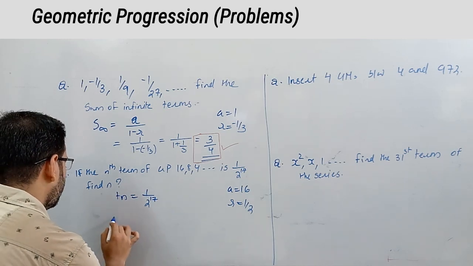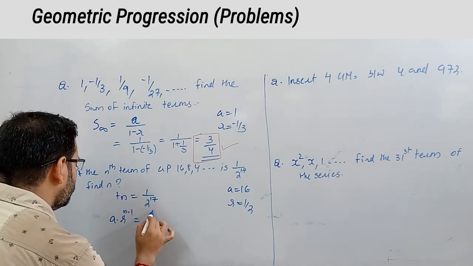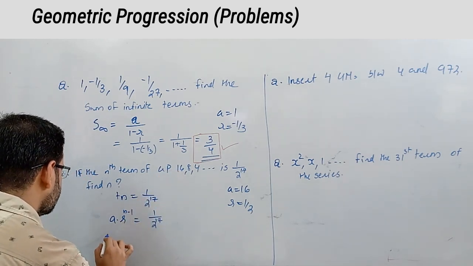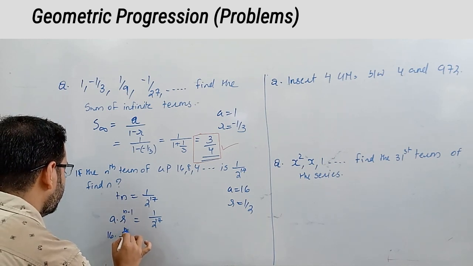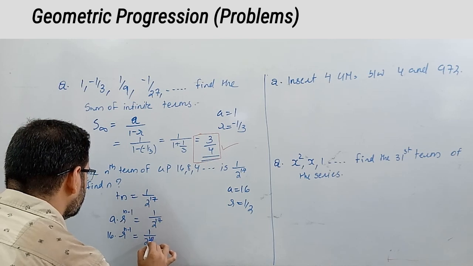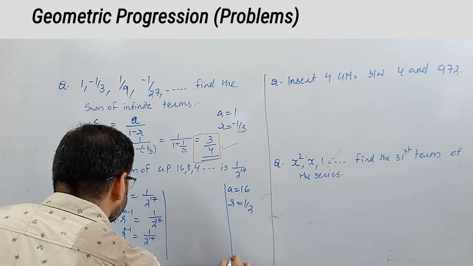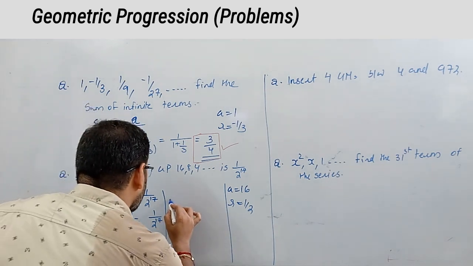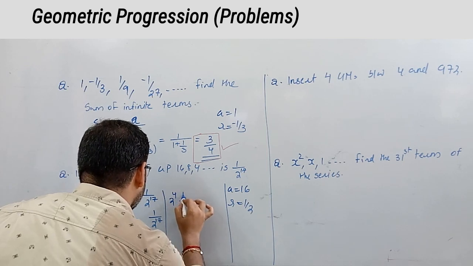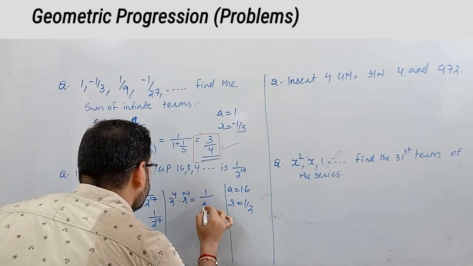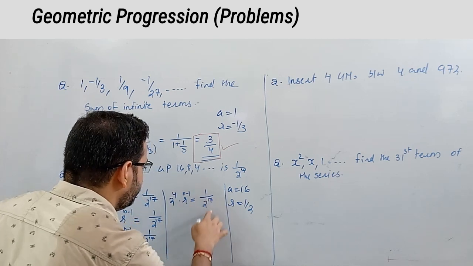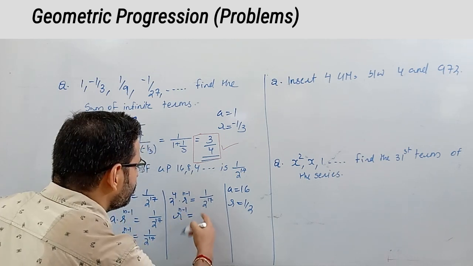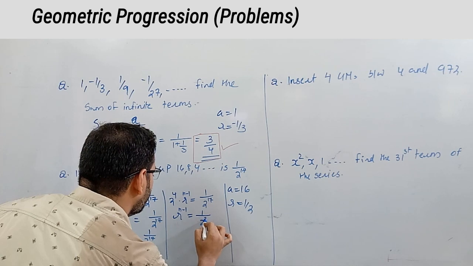Okay. The Tn formula: A into R raised to n minus 1 is equal to 1 divided by 2 raised to 17. A is equal to 16, so 16 into R raised to n minus 1 is equal to 1 divided by 2 raised to 17. 16 can be written in terms of 2 raised to 4. So 2 raised to 4 into R raised to n minus 1 is equal to 1 divided by 2 raised to 17. Cross multiplying, 1 divided by 2 raised to 17 into 2 raised to 4. Using the properties of index, you will get 1 divided by 2 raised to 21.